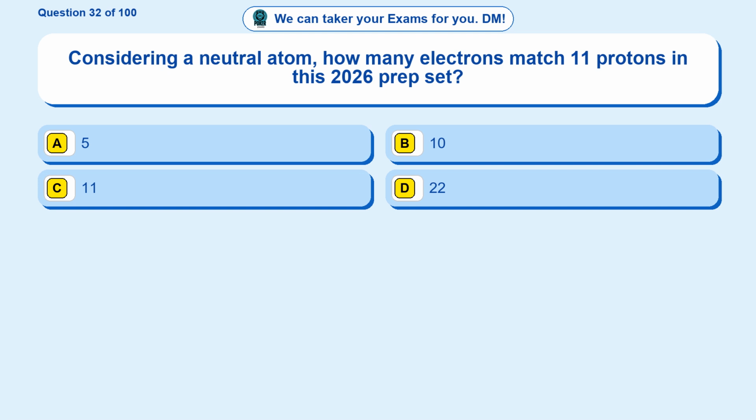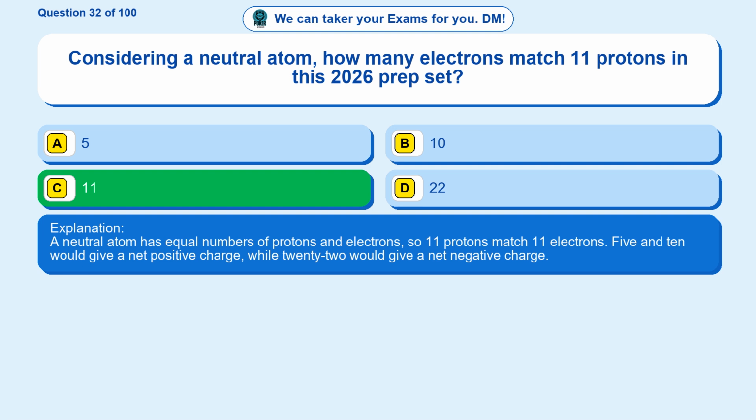Question 32. Considering a neutral atom, how many electrons match 11 protons in this 2026 prep set? Option A, 5. Option B, 10. Option C, 11. Option D, 22. The correct answer is option C, 11. A neutral atom has equal numbers of protons and electrons, so 11 protons match 11 electrons. 5 and 10 would give a net positive charge, while 22 would give a net negative charge.